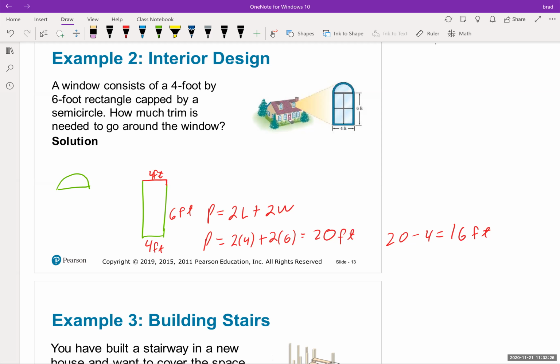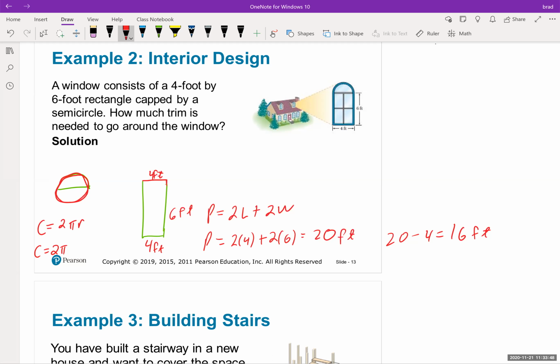Now we notice that for a circle, the distance around a circle is circumference equals 2 times pi times r, where pi is just 3.14 approximately. So we're going to say, well, this is equal to 2 times pi. Now, what's the radius?